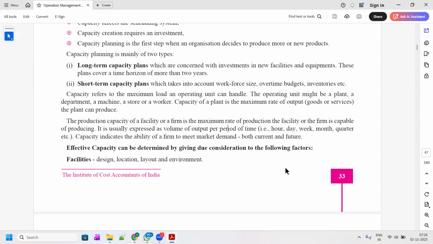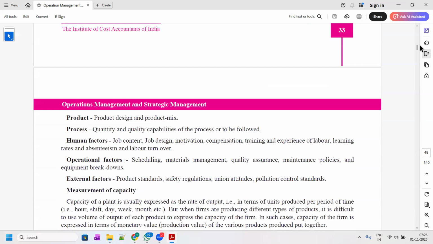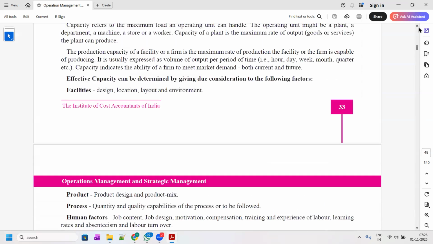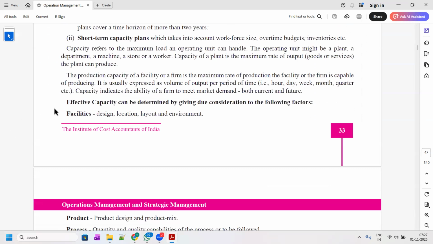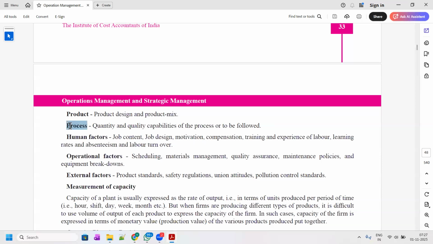Then going further, we try to understand the parameters: what all parameters can affect your effective capacity. Those parameters are your facilities, your product, and your process. They can be human factors, operational factors, or external factors. So the factors which affect the effective capacity can be facilities.